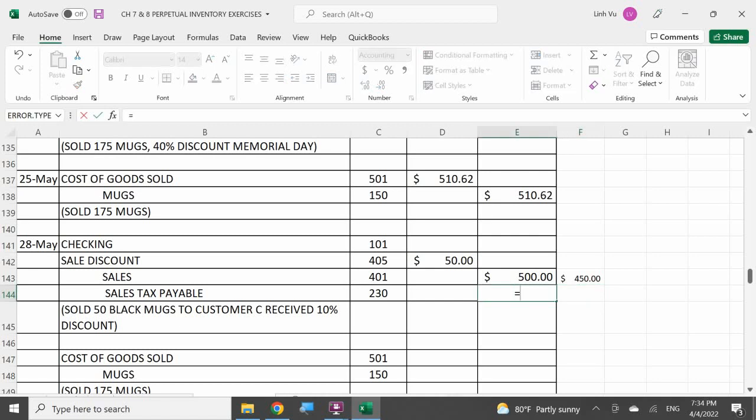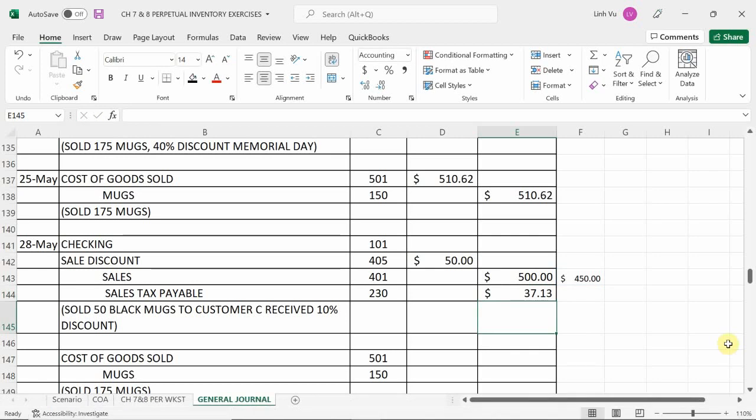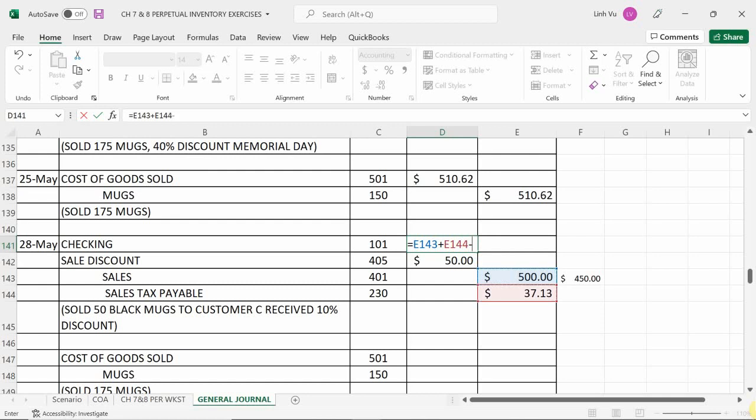So therefore, we're going to figure out how much tax to charge off of the $450. In this case, we're going to calculate the tax here. So the tax is going to be $37.13. Therefore, I'm going to use the rules of the debits matching the credits. In this case, that means I received $487.13 to my bank account for this transaction.